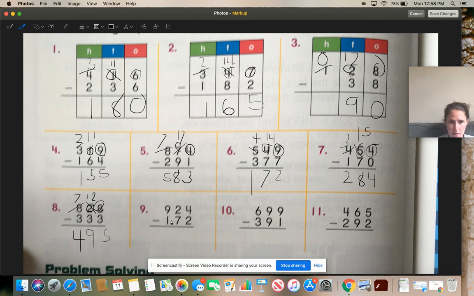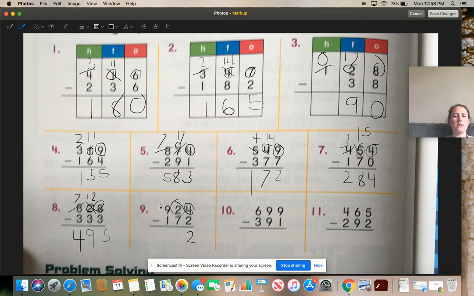Let's look at number 9. Circle the top right number. I have 4 pieces of candy. Can you take 2 away from 4? Yes, you can. So 4 minus 2 equals 2. Let's go to the tens place. I have a 2. Can I take 7 away from 2?